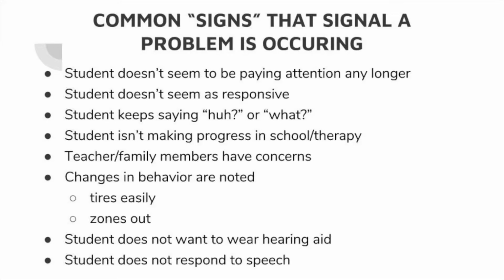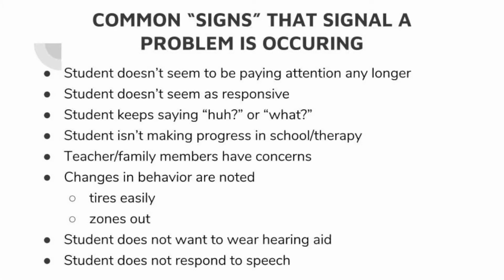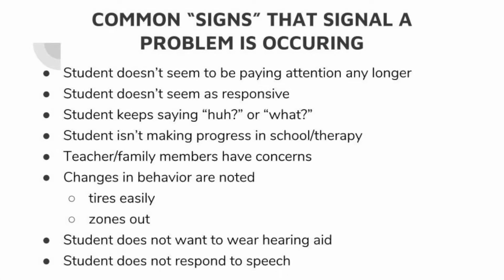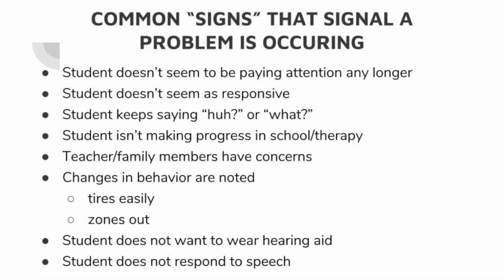Common signs that a problem is occurring is that all of a sudden the child does not seem to be paying attention any longer, especially if the child is typically one that is really focused upon you and listening in the classroom and making progress in school. Sometimes the student doesn't seem as responsive. You have to call them several times.